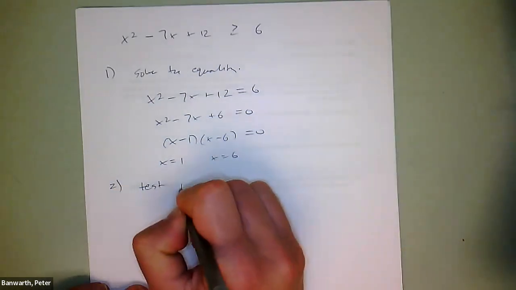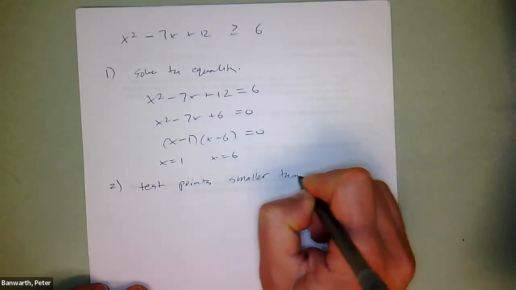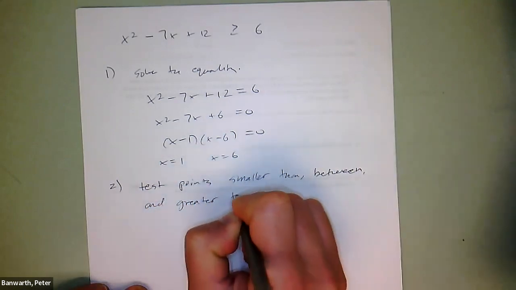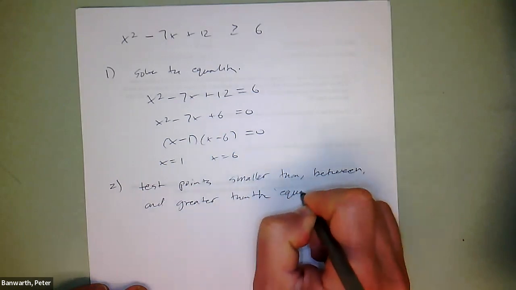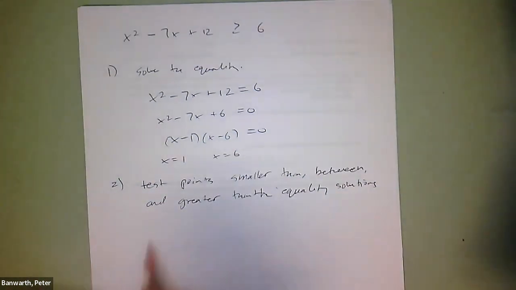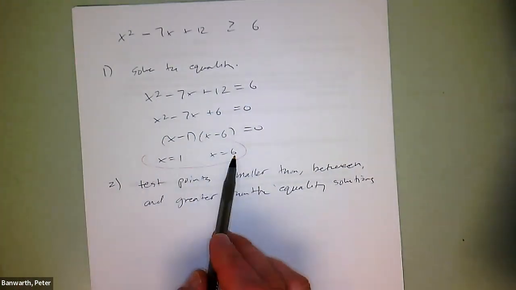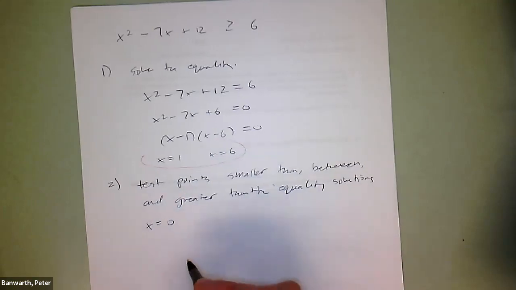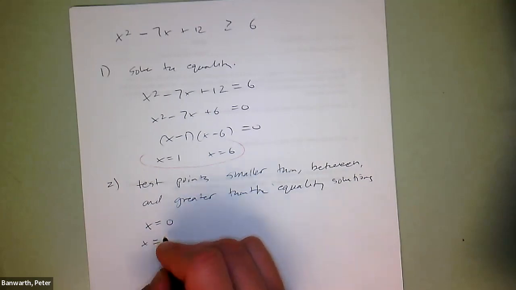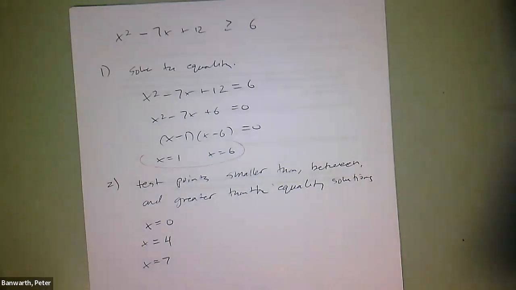And this next step is to test points: smaller than, between, and greater than the equality solutions. So these are the solutions to the equality. I need a point smaller than 1, between 1 and 6, and bigger than 6. So x equals 0 is a nice easy point. X equals, let's do 4, that's something between 1 and 6, and x equals 7.